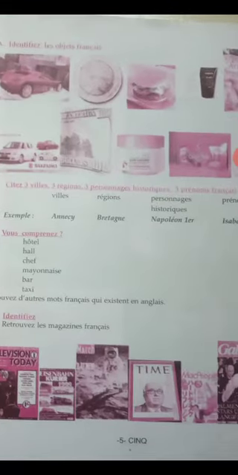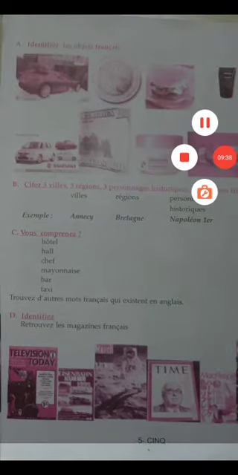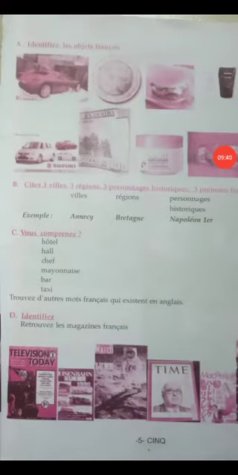Okay, so moving on, on the next page you have "identifier les objets français". Identify the French objects in this picture. The first picture is la voiture. Then the next picture, to the right, is un plat. It's a small dish. So it's un plat.